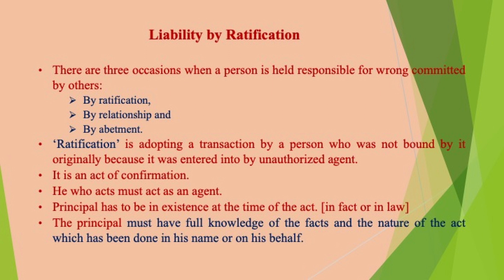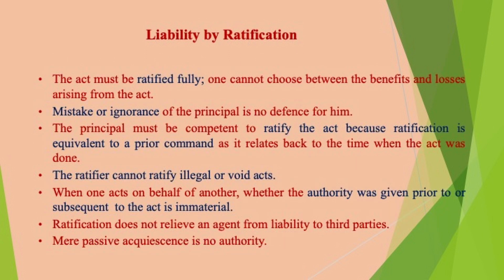The person who acts has to act as agent, and unless there is a principal at the time of doing the act, the person acting does not act on anyone's behalf. Before ratifying the act done without authorization, the principal should know the facts and the nature of the act that has been done on his behalf or in his name. The act must be ratified fully. One cannot be selective about the pros and cons of the act while ratifying. The principal cannot plead mistake or ignorance when he ratifies an act because he is deemed to have ratified the act only after knowing all the facts and the nature of the act.